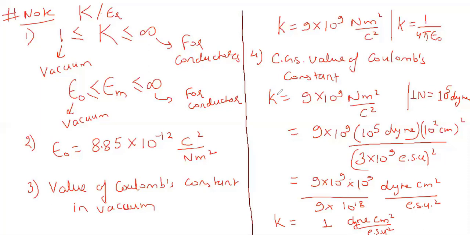Okay, I hope everyone is clear about it. So the value of Coulomb constant in CGS unit is what? 1. Okay. So moving on, now we will solve some questions based on it. Let's try to understand the concept by having some examples.